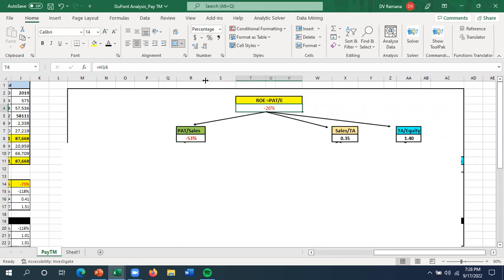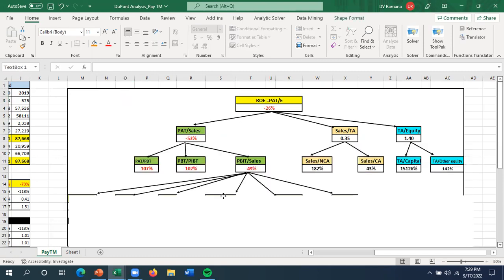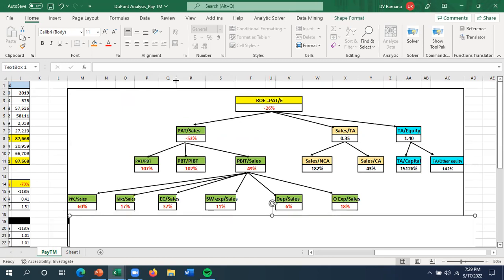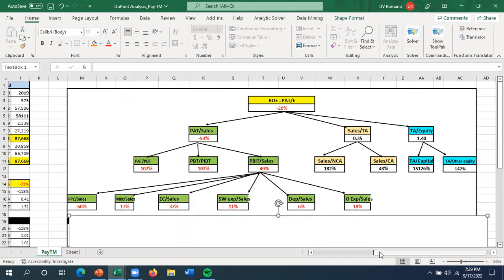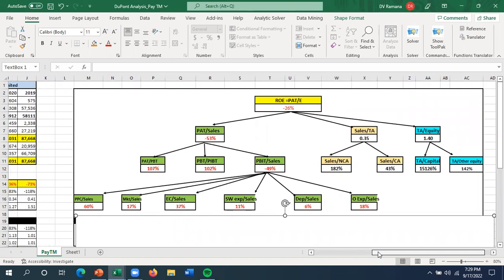And DuPont analysis helps us to throw some light on that. PAT by sales is negative 53%. So if PayTM has to improve its ROE, they have to focus their attention on examining and converting PAT by sales from negative, reducing the negative and increasing it. But to do that, there is a need to understand every expense. The expenses of a company like PayTM are not the same as for a company like Asian Paints or an FMCG company, let us say HUL.